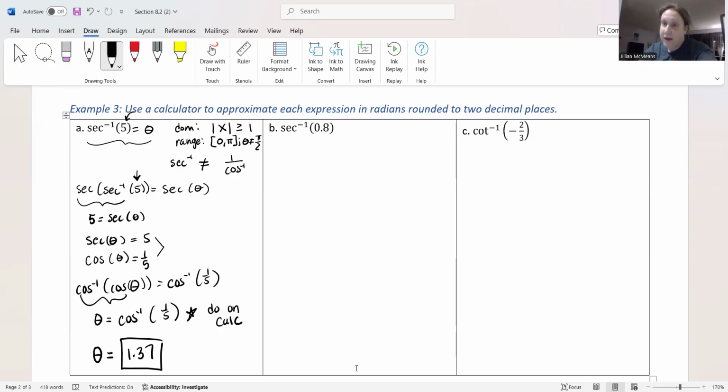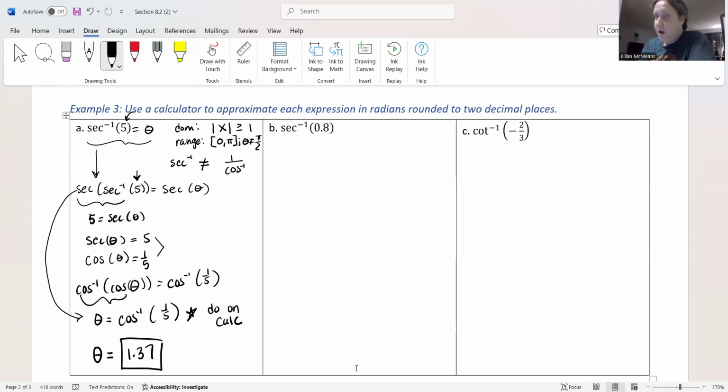Now, you can kind of jump to the chase and you can jump from here to here and then from here to here pretty quickly just by understanding that we're not applying inverse cosine to the same ratio. But there you have it. Okay. Part B, we have inverse secant of 0.8.